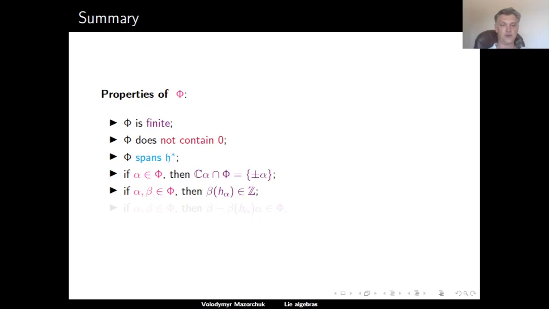If we have two roots alpha and beta, then the evaluation of beta at the element H sub alpha, so this is a Cartan element of the SL2 subalgebra corresponding to alpha, is always an integer. And if we have any pair of roots alpha and beta, then beta minus the scalar multiple of alpha given by evaluating beta at the element H sub alpha is again a root. So we will use this list of properties in the next lecture, which will be devoted to classification of all root systems.